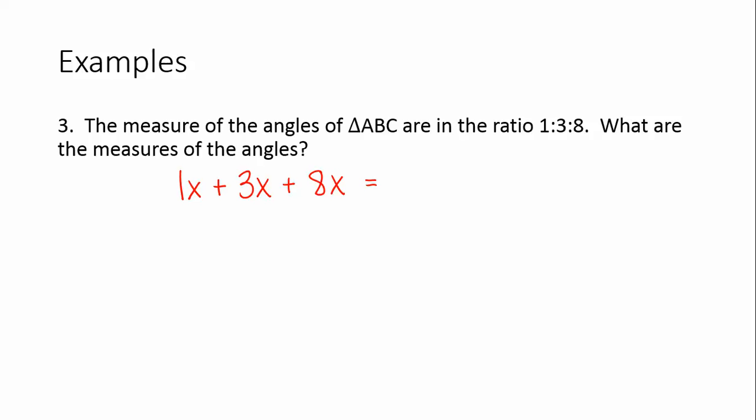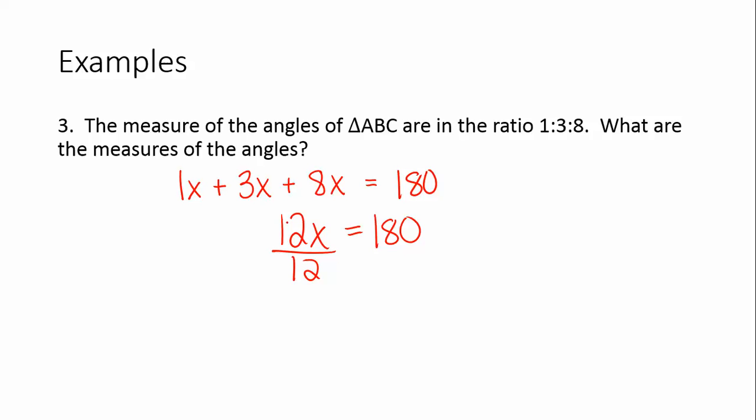And you can kind of think of it as parts. So for every 1 part of the angle measure of the first angle, it's 3 parts to 8 parts. And we're going to use x to represent a part. But if we add those all up, we should get 180 degrees, because again, the sum of the measures of the angles of a triangle are 180. So we need to combine our like terms and solve for x. So 1x plus 3x is 4x, plus 8 more x, so we have 12x equals 180.